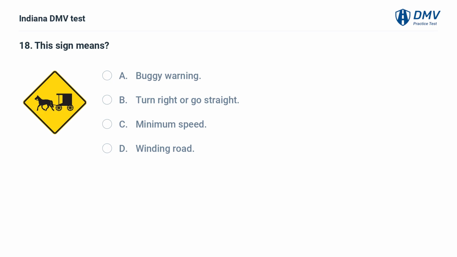This sign means: A. Buggy warning. B. Turn right or go straight. C. Minimum speed. D. Winding road.